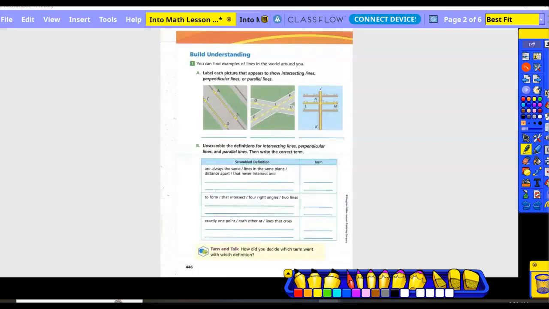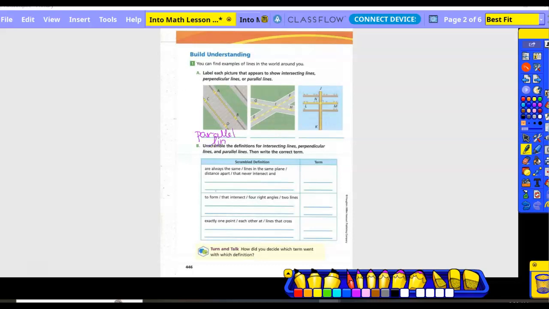Build understanding number 1. You can find examples of lines in the world around you. Label each picture that appears to show intersecting lines, perpendicular lines, or parallel lines. So, in that first picture, do they cross? No. So that means they're what? Parallel lines.